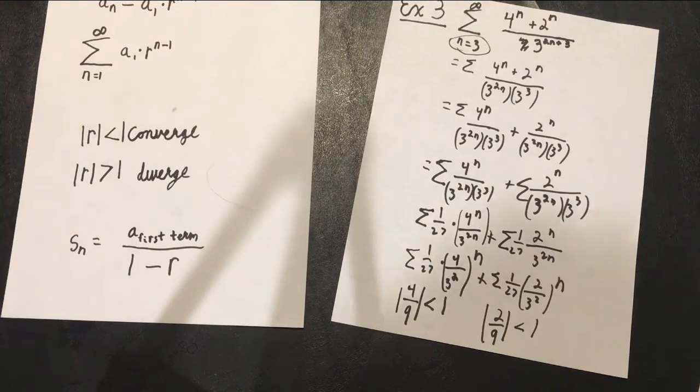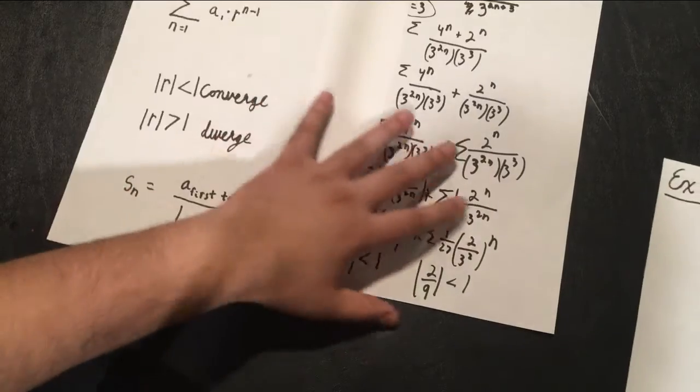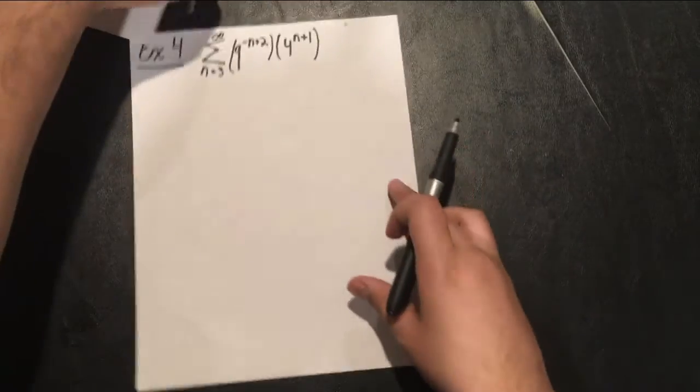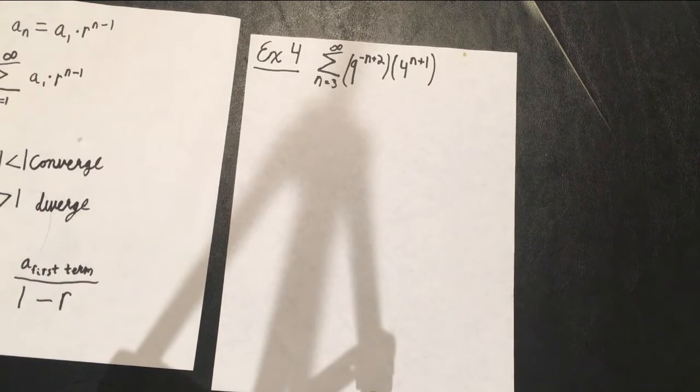All right? Now, for the last example, we're going to go through right here. All right, it has the same kind of scenario. It starts at 3 and goes towards infinity, right? It doesn't start at 1. Always check to see what you start at.